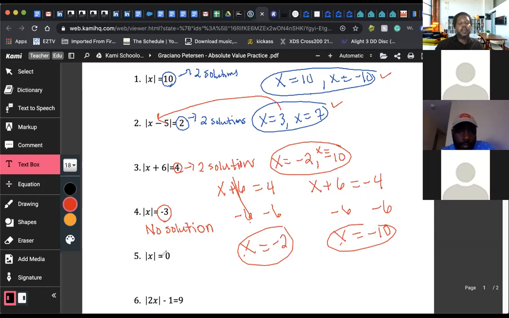In number 5, my absolute value is isolated and it's equal to 0. There's only one solution. In this case, that solution is 0. So x is equal to 0. It's the only solution for number 5. All right, so those are numbers 1 through 5 done for you. And that's how we do it.